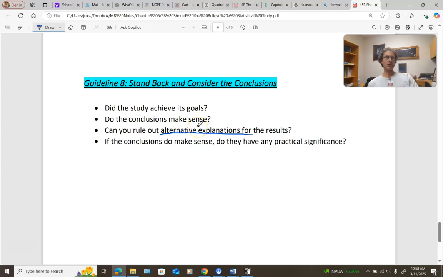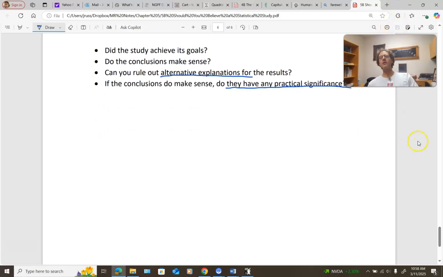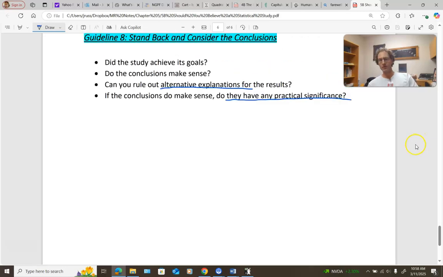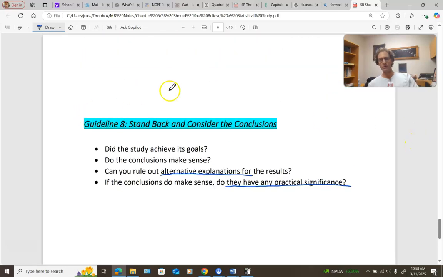If it was an observational study or a survey, look at the wording of the questions. And then finally, if the conclusions do make sense, that's when you look and see, do they have any practical significance? If it's a robust study, then you can ask, what can we do with these results? How can we use these results?